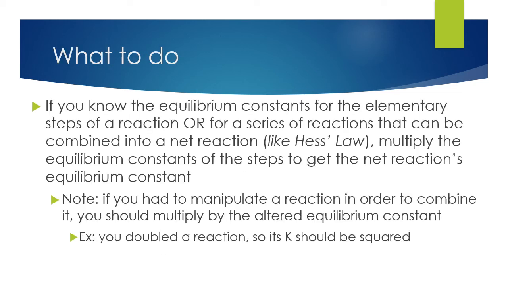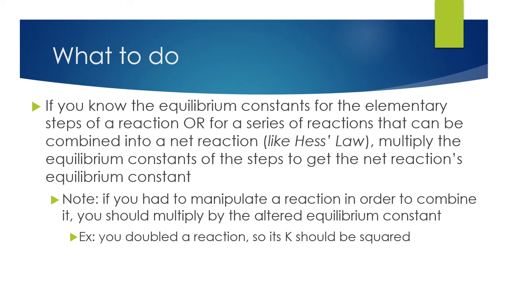Specifically, the connection is that if you know equilibrium constants for elementary steps, or perhaps a series of reactions that can be combined together, like we would for Hess's law, then to find the net equilibrium constant, you multiply the 2 equilibrium constants. If you look back on the previous page and you multiply K1 and K2, you'll notice the concentration of E that's in the numerator of one of them cancels the concentration of E in the denominator of the other, and leaves behind the appropriate numerators and denominator.